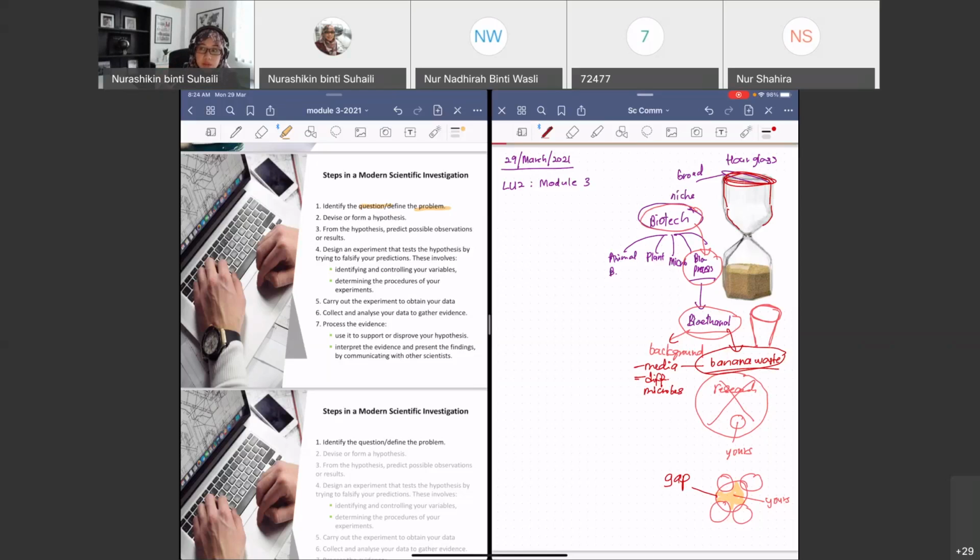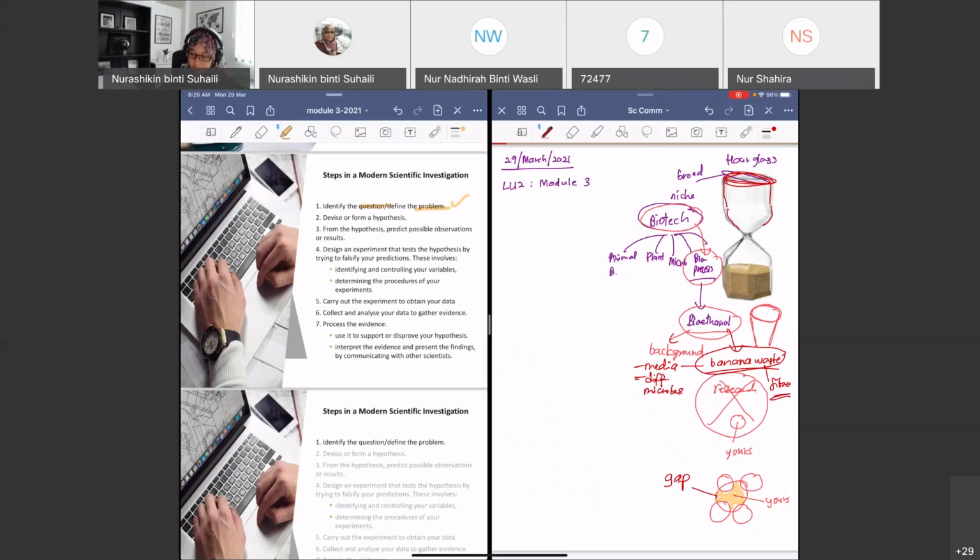And in banana waste, maybe some people have done it, but what is actually not being done? Maybe people have not yet explored the components of the waste, since banana waste is quite wide. Maybe one of them is the fiber. The fiber has not yet been explored, for example. So you are going to narrow it more and more. That is the question or the problem that you want to identify in the first step. Okay, I hope it's clear.